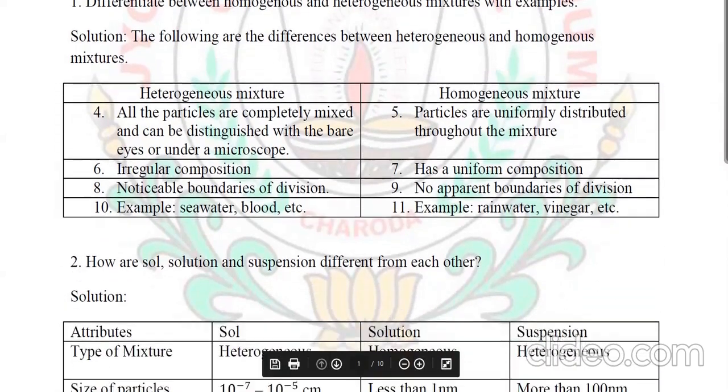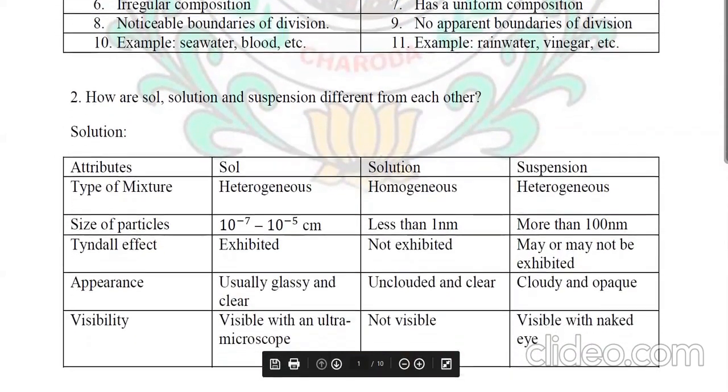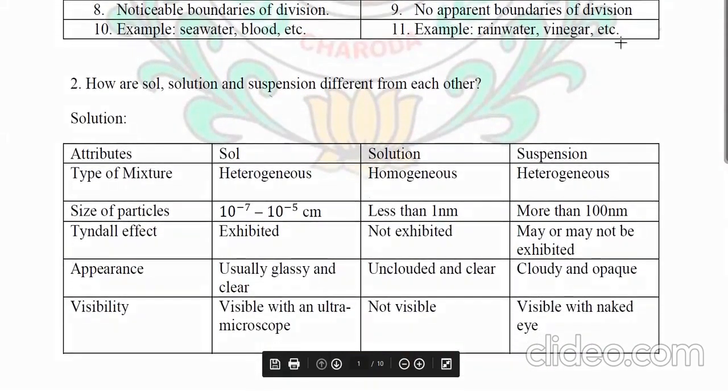The next question is page number 18, exercise 2.2. How are sol, solution, and suspension different from each other? Okay, we have to differentiate between sol, solution, and suspension. So let's differentiate between these three substances.